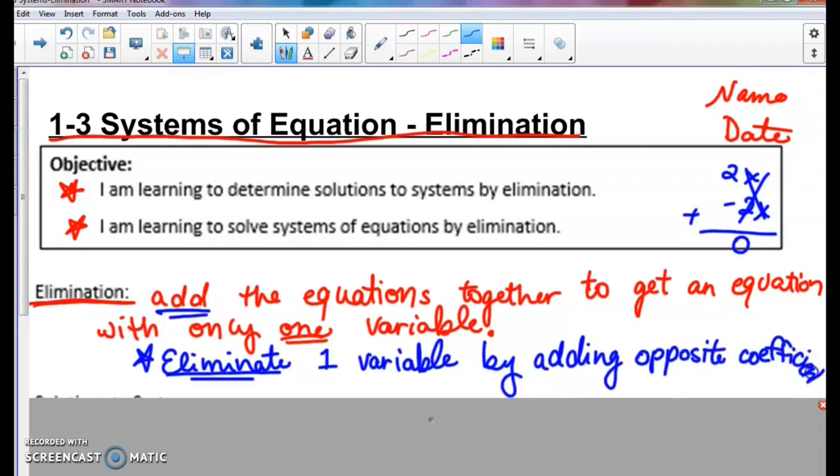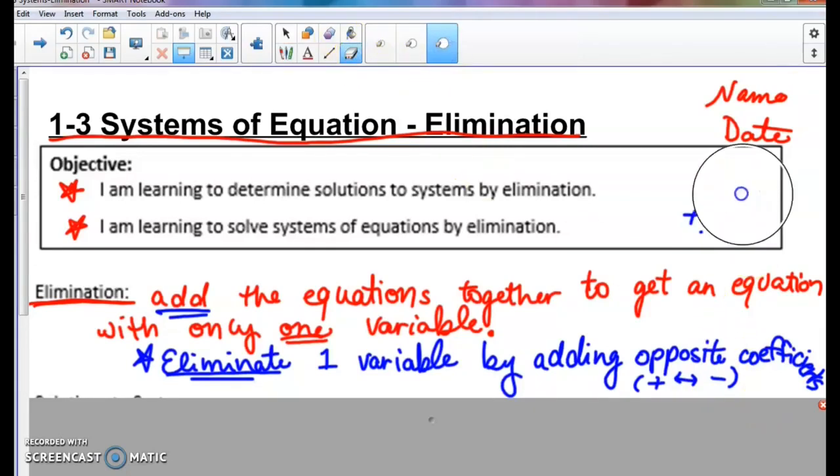And I'm sorry, I didn't give myself enough room there. So adding opposite coefficients. So opposite means different signs, so one has to be positive and the other one has to be negative. And coefficients, if we remember, is your number in front of the variables, like 2 and negative 2. And there we go.